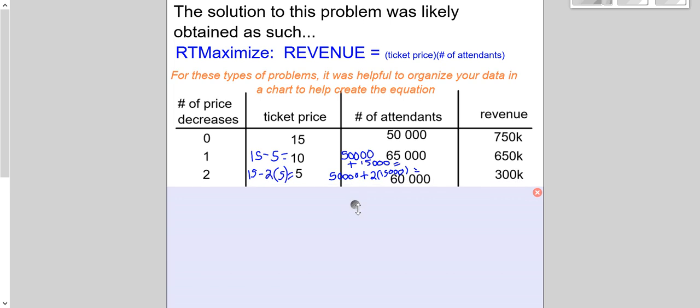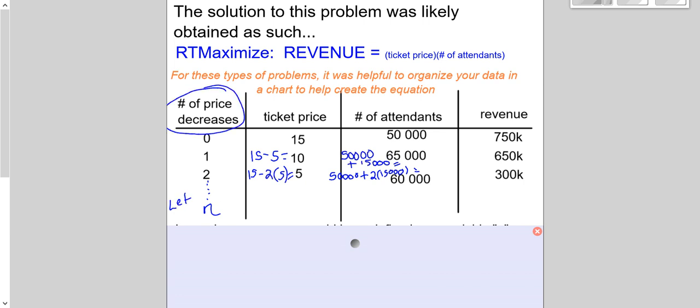So if we kept the pattern going, dot, dot, dot, what would have happened is, if I define this as my variable, now I need to think of a let statement. What am I doing? Number of price decreases. So it decreases never, decreases once, decreases twice, dot, dot, dot, decreases, let's say, n number of times. So we're going to let n be the number of times I decrease the price by $5. The ticket price in general would be $15 minus n increments of $5. So this would be your ticket price, an expression that represents it.